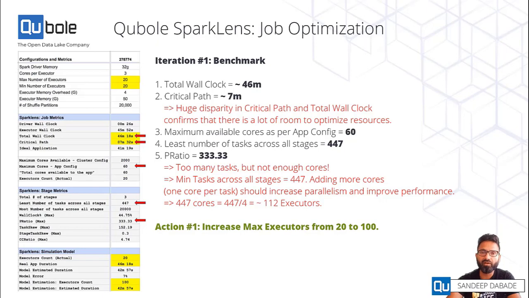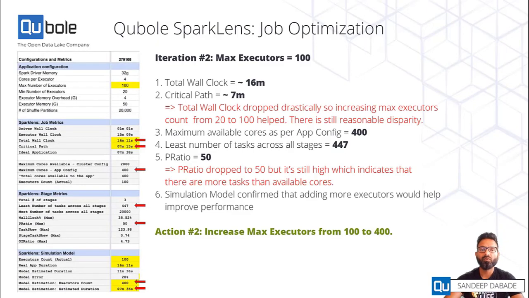Also, P ratio was extremely high at 333, which meant that there were lots of tasks waiting for cores to be available. And on top of it, a simulation model also confirmed that just increasing the executors to 100 would improve the performance of the application. So the next action that we took was to increase max executors from 20 to 100. With that change, in the next iteration, we saw that total wall clock came down significantly from 46 minutes in the previous iteration to 16 minutes in this iteration.